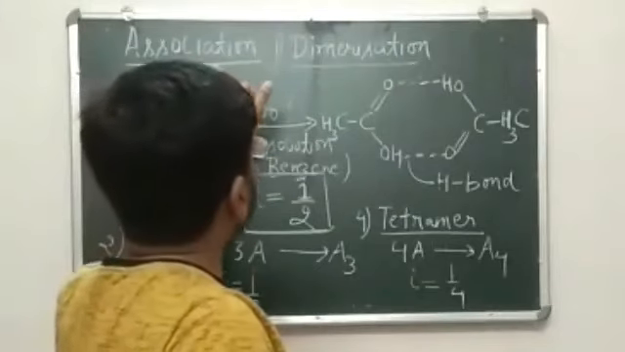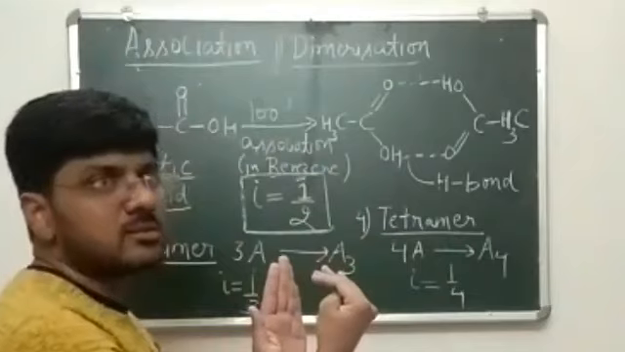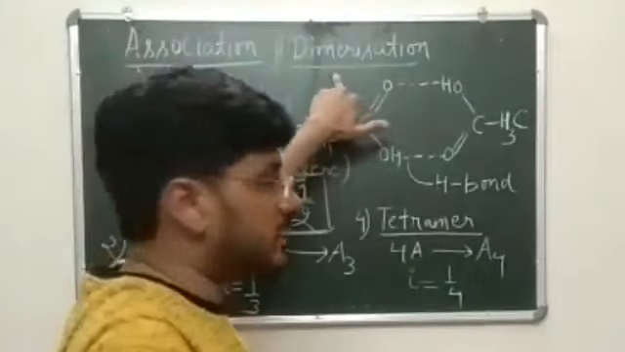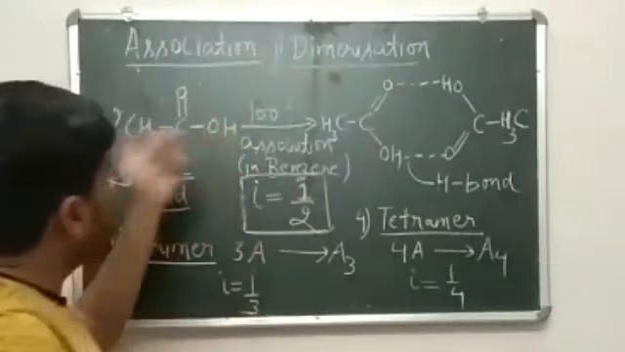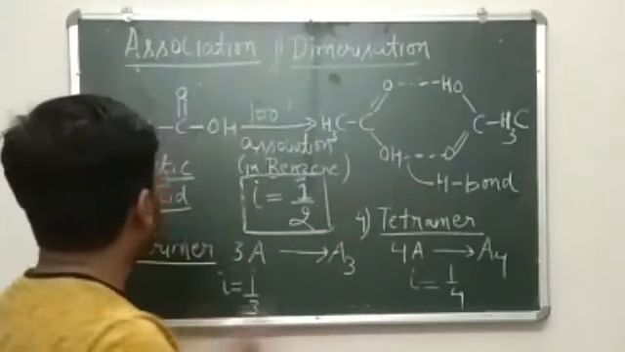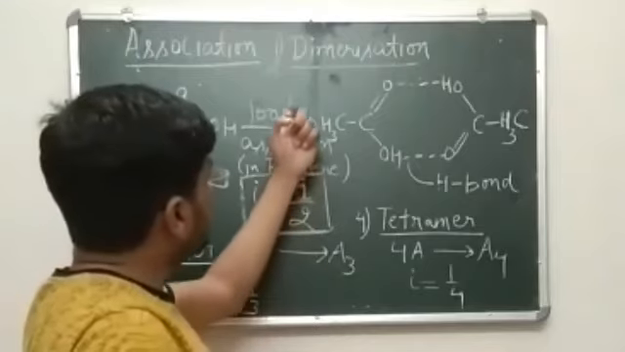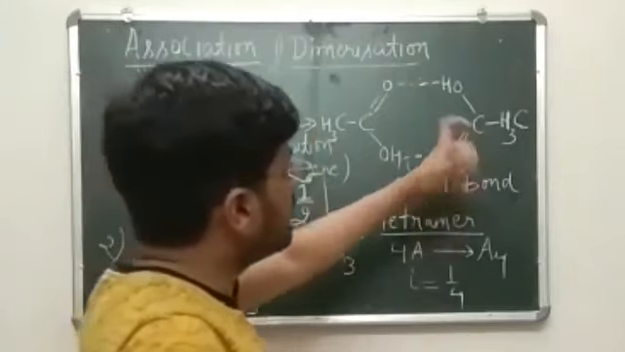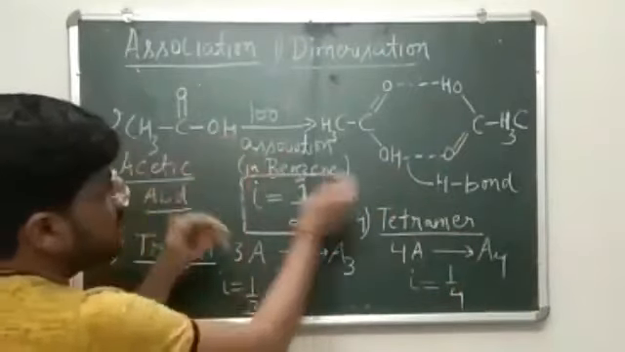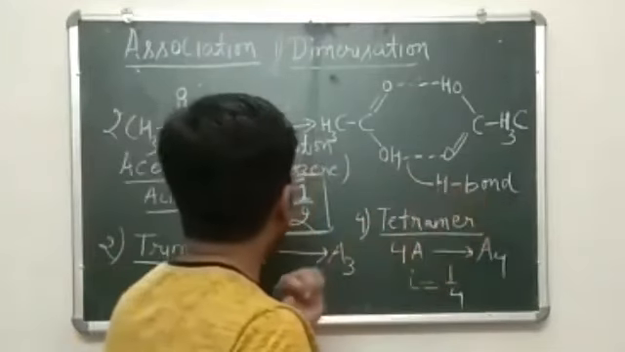Now consider the case of association. Association means combining of particles to form one particle. Firstly, we will consider the dimerization process, in which two molecules of an electrolyte combine to form one particle. For example, a carboxylic acid, particularly acetic acid in benzene, will undergo 100% association to form one dimer, which means two molecules of acetic acid combine to form one molecule, connected via hydrogen bonding.